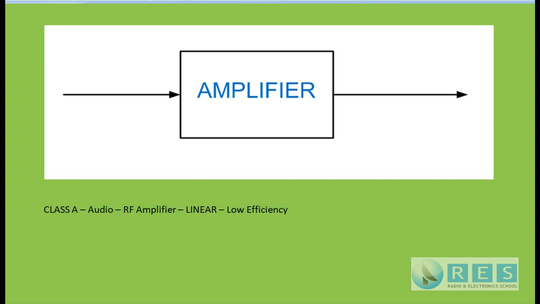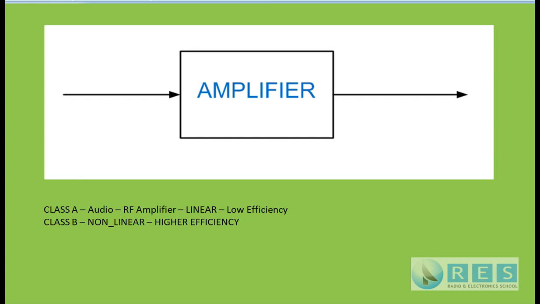The next class of amplifier is Class B. Class B can be an audio amplifier, but the distinguishing feature of a Class B amplifier is that it is non-linear. It's a non-linear amplifier. Whatever we give a Class B amplifier, if we give it a cycle, it gives us half a cycle out. So it's very non-linear. However, it is higher efficiency, much higher efficiency than a Class A amplifier.